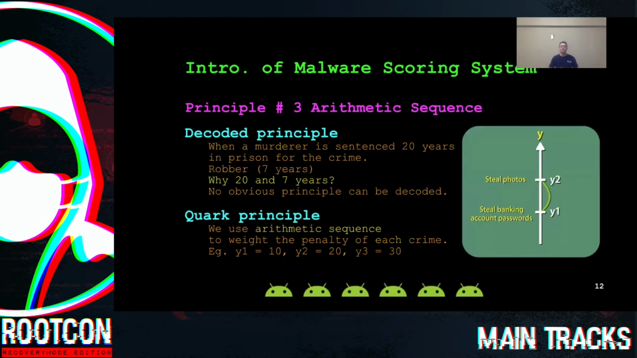Okay, now let's see principle number 3, arithmetic sequence. In the criminal law, when a murderer is sentenced 20 years in prison, and a robber is sentenced 7 years in prison for his crime, why 20 and 7 years? Why the number? We found no obvious principles in the criminal law, so we used an arithmetic sequence to weight the penalty of each crime. For example, the penalty weight of Y1 is 10, and Y2 is 20, Y3, 30, etc.